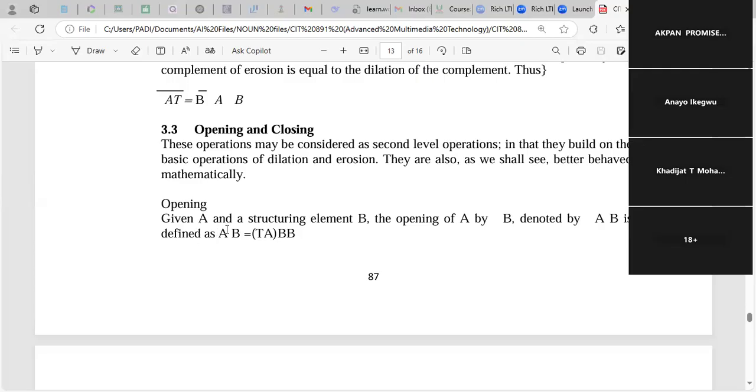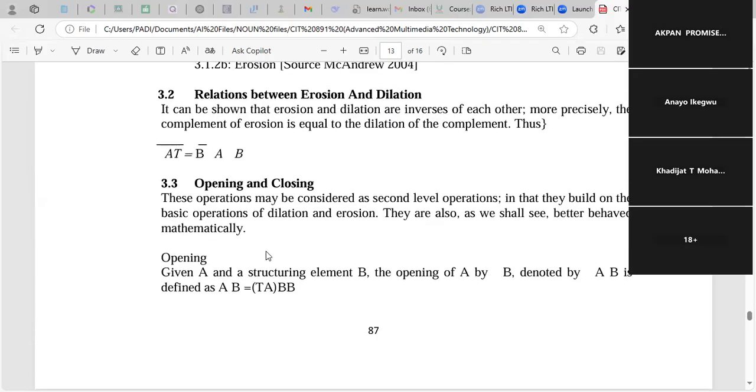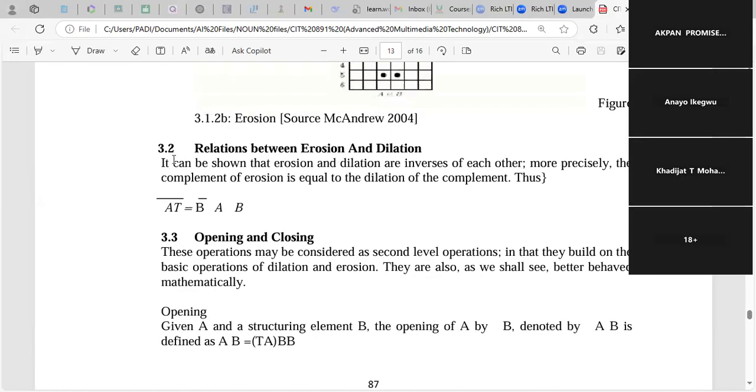For example, given A and a structuring element B, the opening of A by B, denoted by A∘B, is defined as A∘B equals, let's say, the erosion of A by B, then dilated by B. So all this is from here, from 3.2, where they are showing a relationship between erosion and dilation.